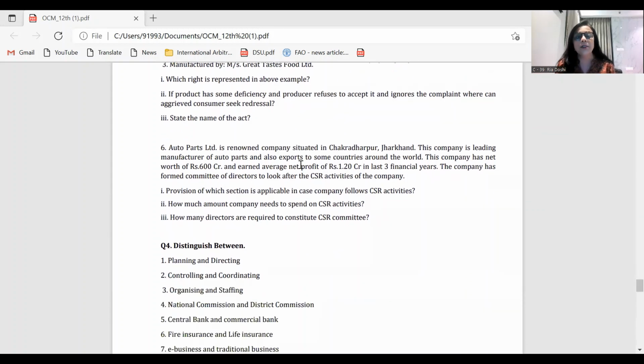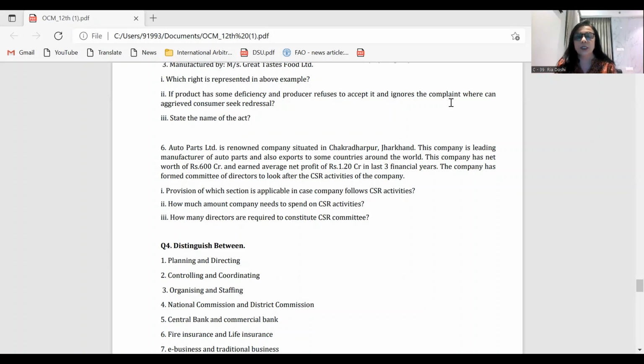You go to the last case study in this. Auto Parts Limited is a renowned company situated in Chandrapur, and this particular company is a leading manufacturer of auto parts. It also exports to some countries around the world. Okay, so this company has set up something worth 600 crores, and the average net profit earned for the last 3 years is 1.2 crores. The company has formed a committee of directors to look after the CSR activities of the company. Naturally, since this is a large company, CSR is compulsory for them.